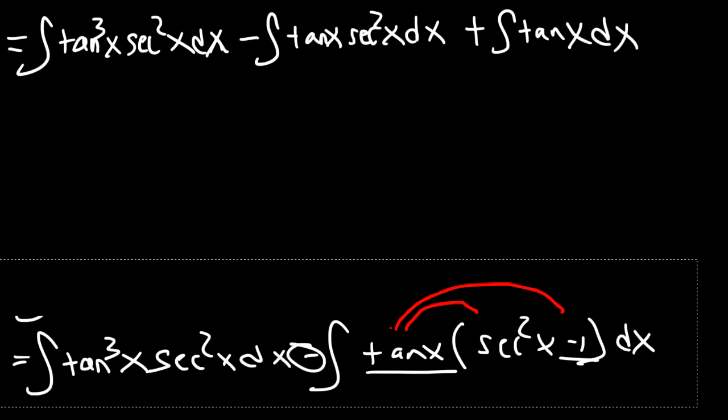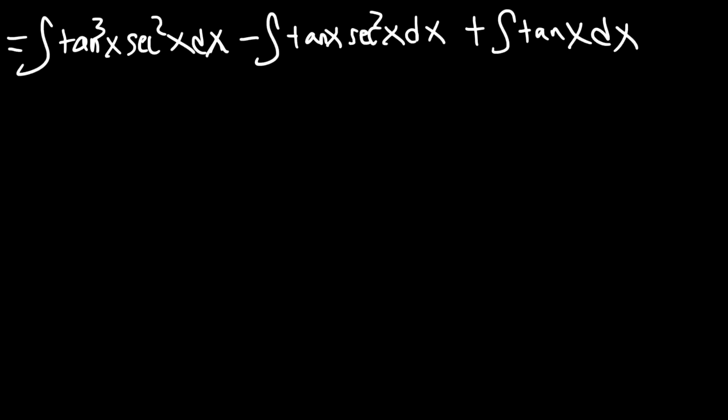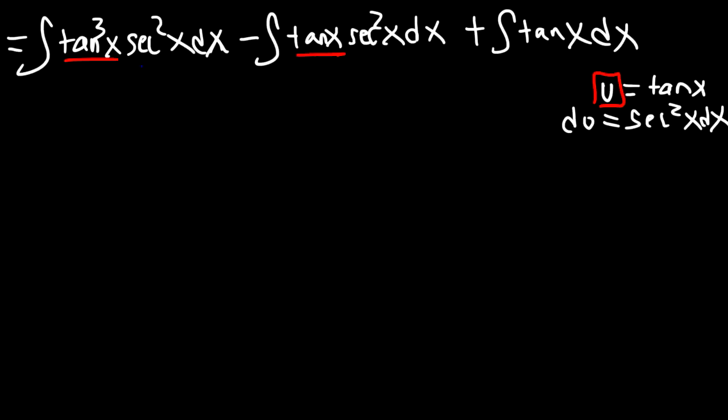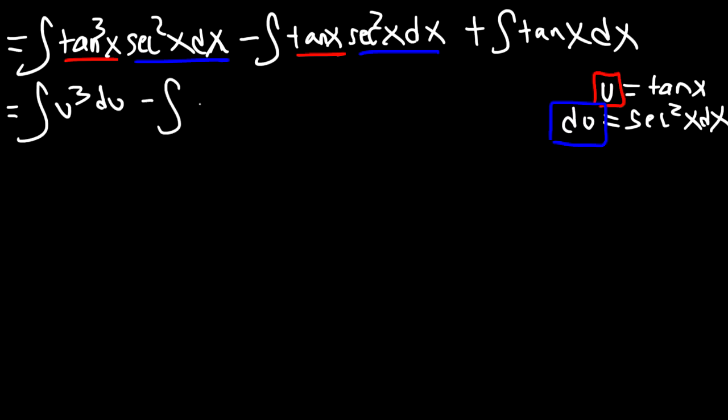Now we're going to use u-substitution for all three of these integrals, but for the first two, the u-substitution will be the same, so to speak. So I'm going to make u equal to tangent x, so that du will be equal to secant squared x dx. So I can replace tangent with the u variable, and I can do that here as well. And then I'm going to replace secant squared dx with du. So I can integrate two integrals at the same time using u-substitution. So this is going to be the integral of u to the third du minus the integral of u du. And I'll get back to that later.